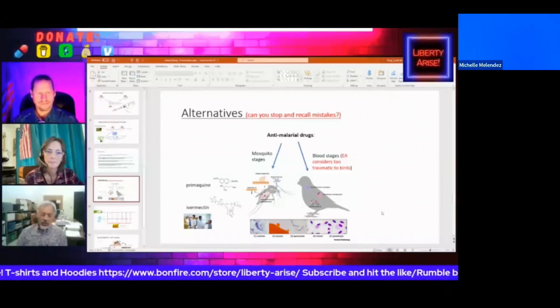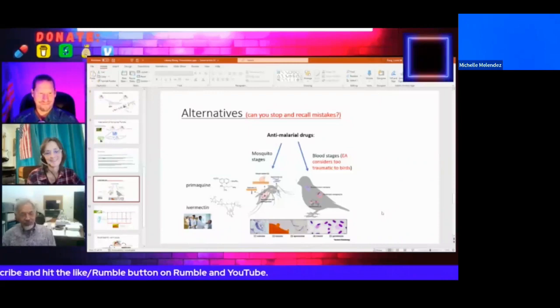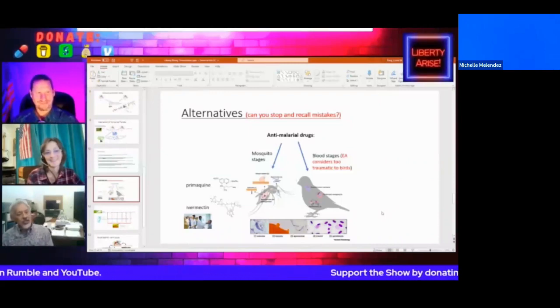And lo and behold, I studied the literature, 2022, recent. Ivermectin, there's the drug that caused my problem. Apparently that can treat the mosquito stage too. Not all stages, maybe about 80% of the stages, but I think primaquine can treat them all.